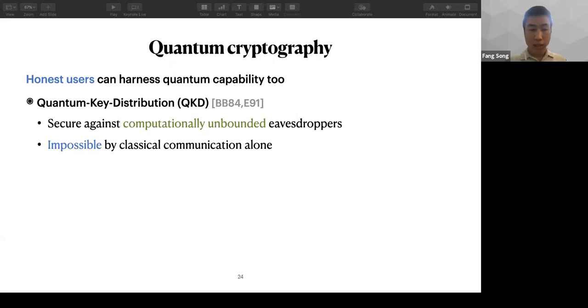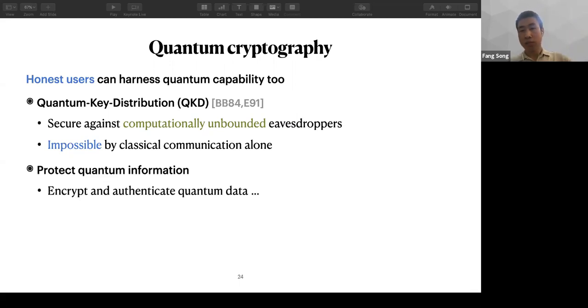Okay, so QKD provides a quantum solution to a classical problem. But we can also imagine one step further. Someday, we might be communicating quantum information, and we would need to encrypt and authenticate quantum data. So we'll need some cryptographic tools for that. All this can be called quantum cryptography.